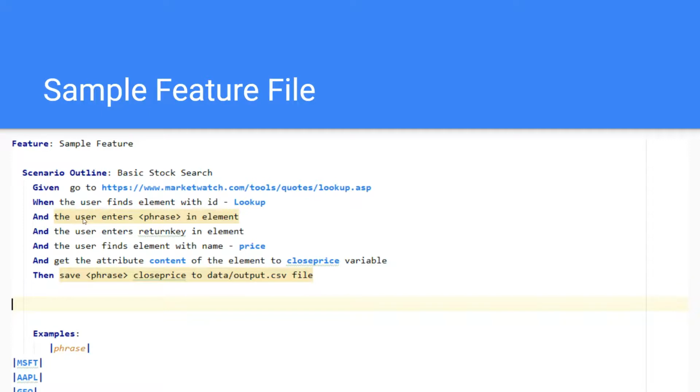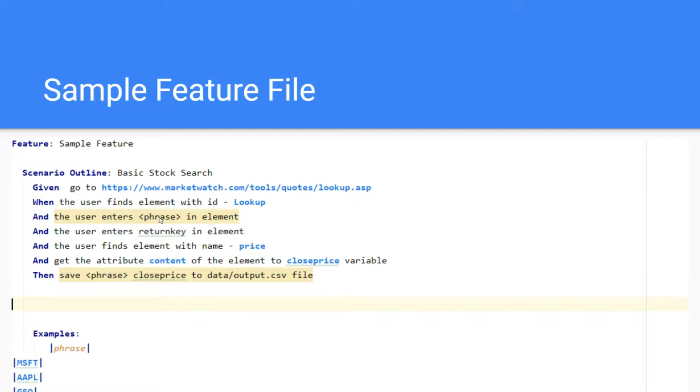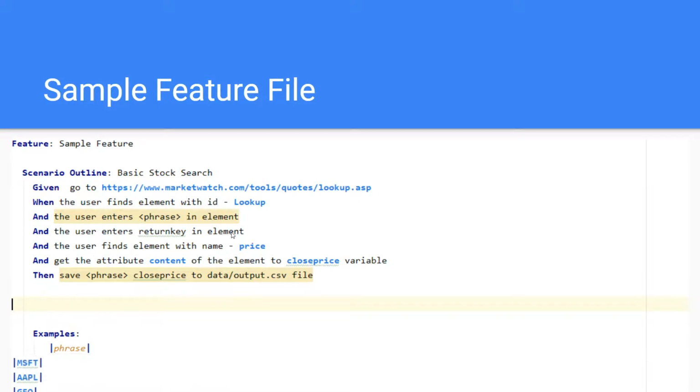And then the user enters the phrase in the element, so whatever. And as you can see, you can see a list of phrases down here. For every one of the phrases that have been listed down here, it will loop through the same program again and again. It will enter that. In this specific case, it's going to a website called Market Watch. It's entering the different symbols of securities, and once it enters the symbol in the security list, it would find the price element from the website and just save both of them into a file called data output.csv.